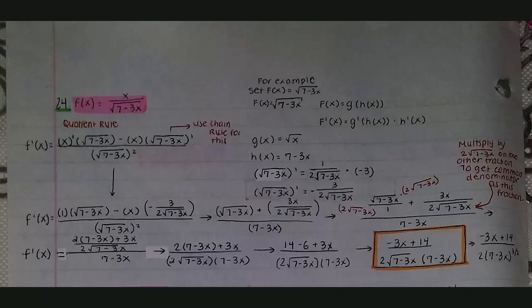Do you see my work, Professor? Yes, 24, right. Okay, so for this question, using the setup that we use in class, such as using other functions to represent both the inner and the outer parts, on the side I set f of x equal to g times h of x, and then the derivative setup is also there. So using the quotient rule, I found the derivative of the first expression times the second expression minus x times the derivative of the second expression, over radical 7 minus 3x squared.